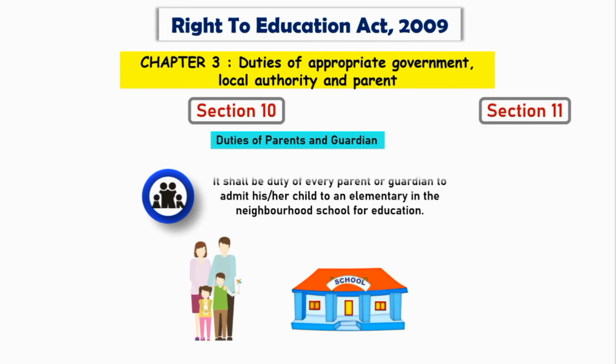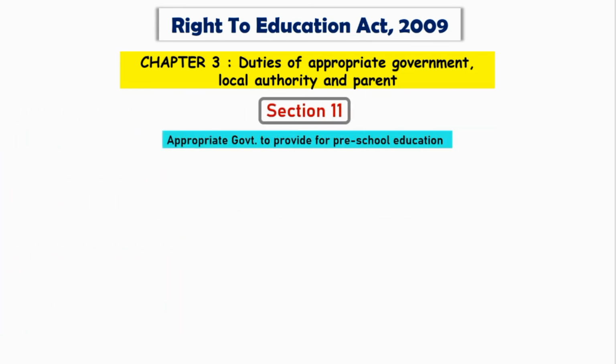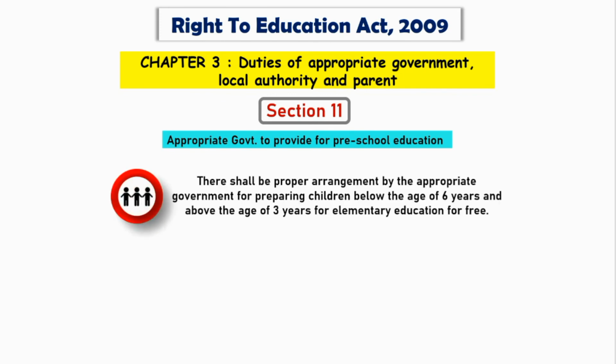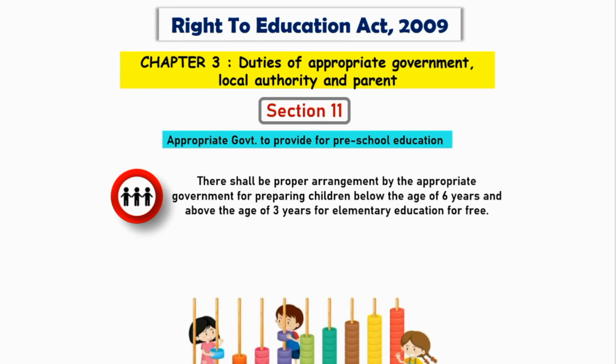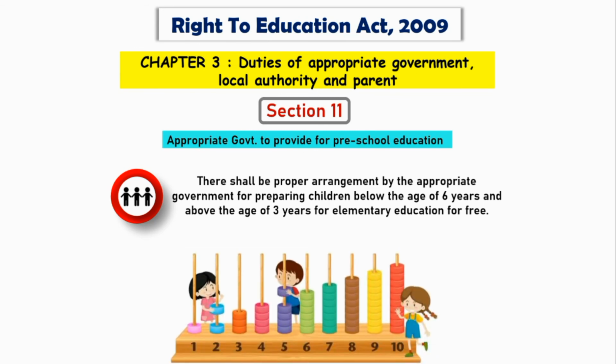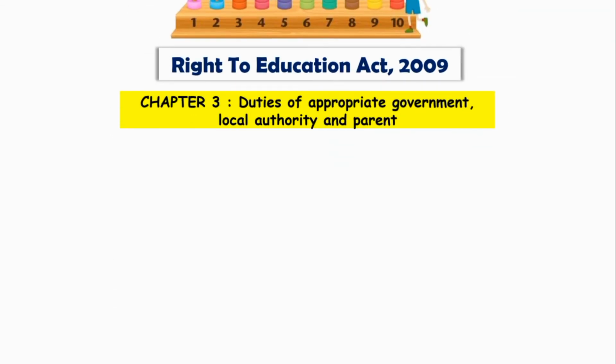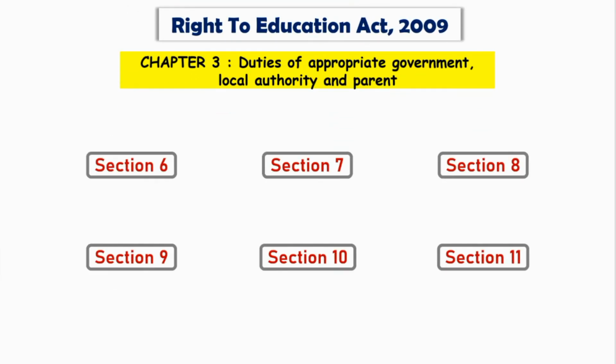And section 11 is about the appropriate government providing for preschool education. It says there shall be proper arrangement by the appropriate government for preparing children below the age of 6 years and above the age of 3 years for elementary education, and that will be free. So this was the last section of chapter 3.